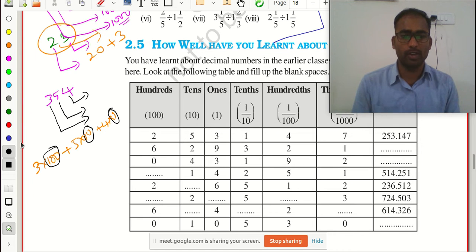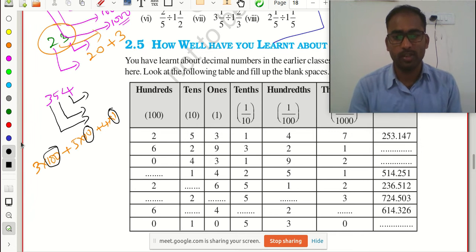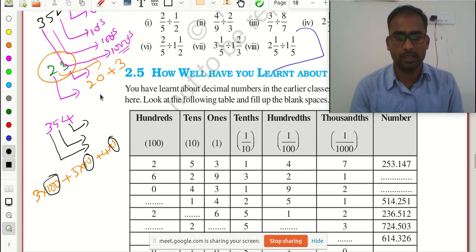Okay, extended form only. From here only we got to know whether this is in the ones place, tens place, or hundreds place. Clear?